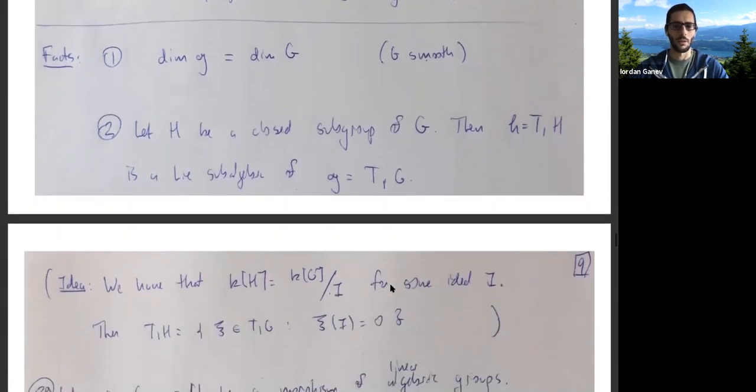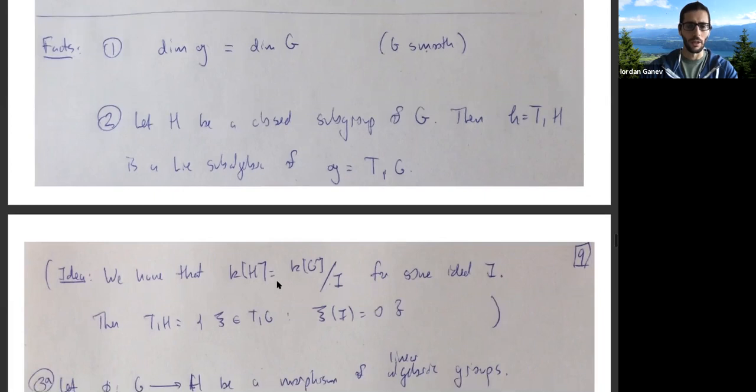The idea behind this, so I guess I won't give a complete proof, but it's not too hard. And the idea is the following. If H is a closed subgroup, that means the affine algebra of H is the affine algebra of G mod some ideal. And the tangent space at the identity of H will be all the derivations that vanish on I. And one needs to argue that this is in fact a Lie subalgebra, but it's not too hard to show.